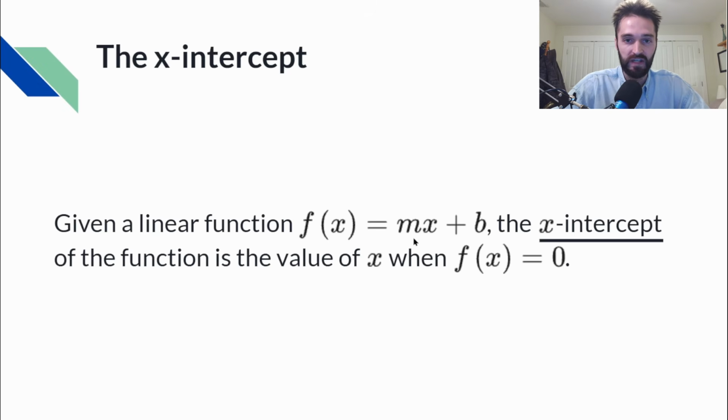Given a linear function f of x equals mx plus b, the x-intercept of the function is the value of x when f of x equals 0. Okay, it's the value of x when y equals 0, right? You're at a height of 0. You're somewhere on the x-axis. All right?